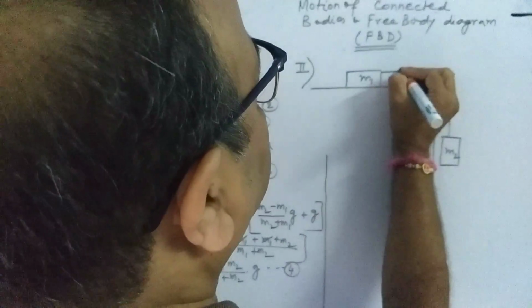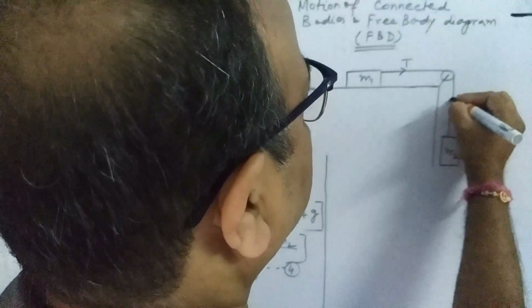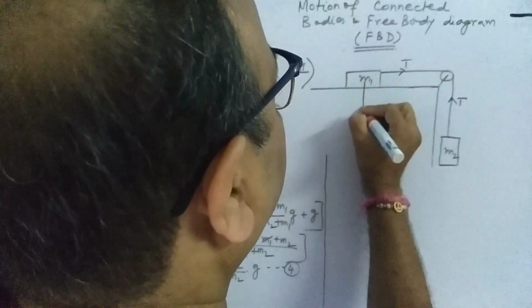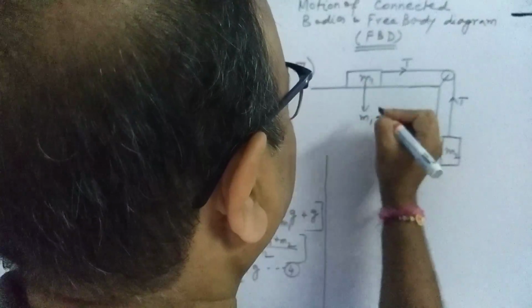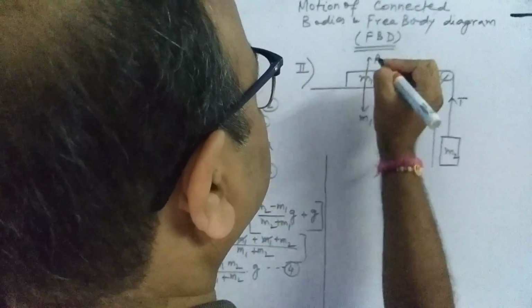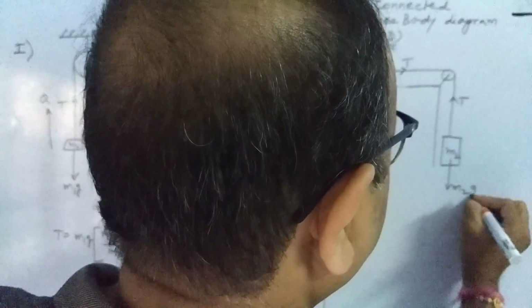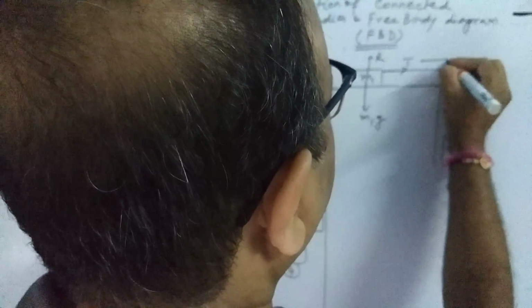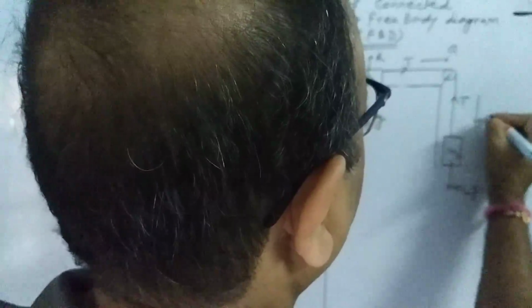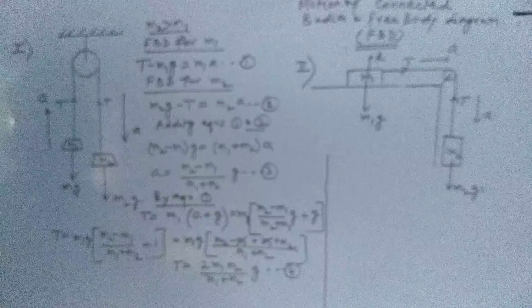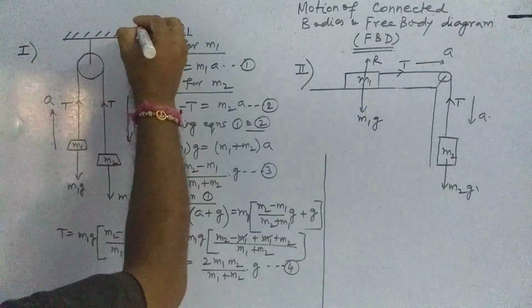So what will happen? Tension T here, also tension T. Mass M1's weight M1G acts downward. Here reaction, and here it is M2G. Look, acceleration is definitely like this. It will have the tendency to go down. Definitely, we are also considering the same system.